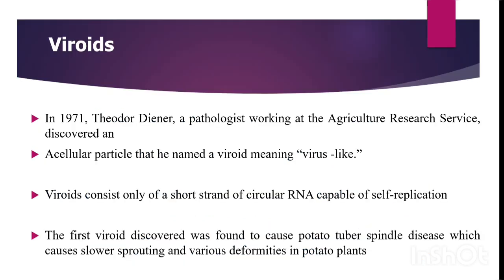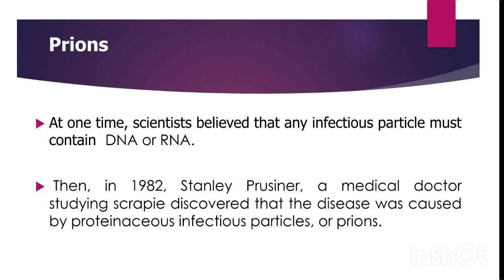Next, what are viroids? Viroids are virus-like. These are only RNA particles, only the genome of a virus, but they have the capability to infect. That is called a viroid. Viroids were first discovered by Theodor Diener. He discovered that these are acellular, virus-like particles, only circular RNA, that have the capability to self-replicate.